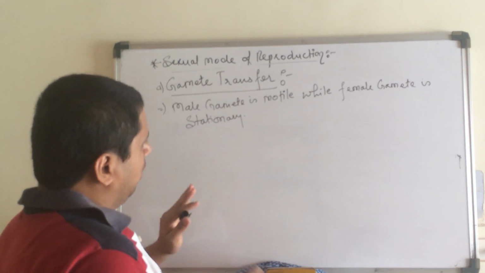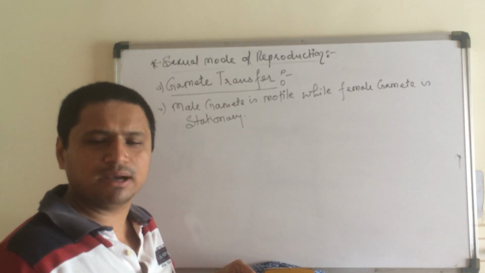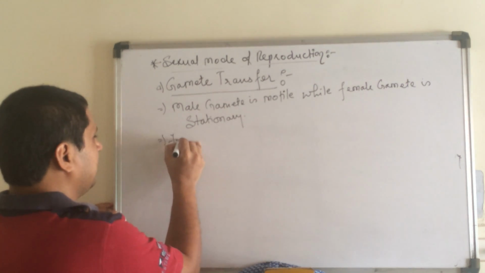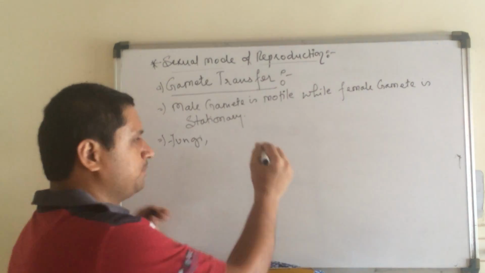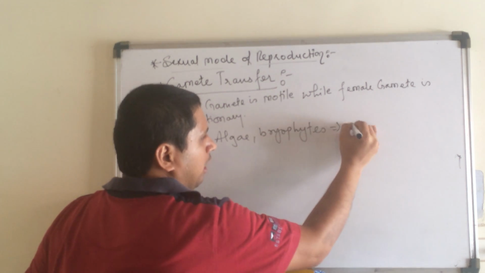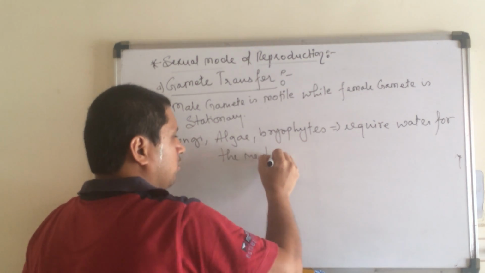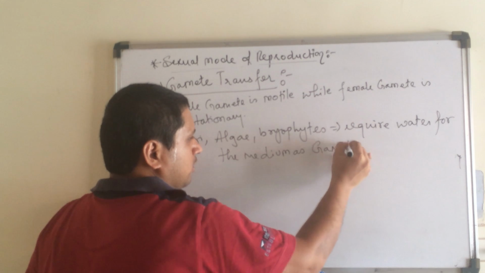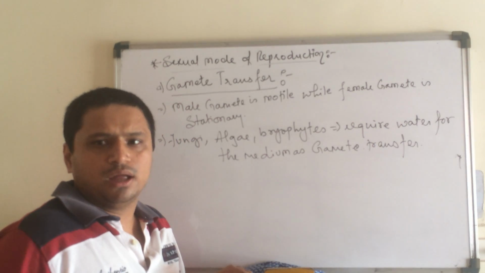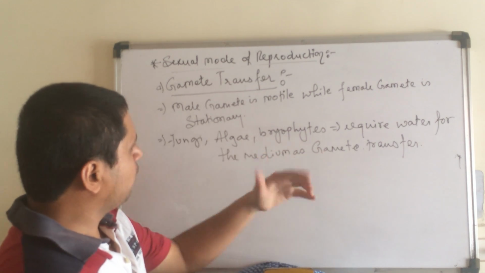Now, if the male gamete is motile while the female gamete is stationary, the male gamete has to transfer to the female gamete body, children. So in that case, there should be a medium for its movement. Like in the fungi and the other organisms, that is the fungi, algae, bryophytes, they require water as the medium for gamete transfer. Now in some cases there are certain agents which play a vital role, like in the plants, that will come in a short while, children. So water is the medium for the transfer of the gametes.